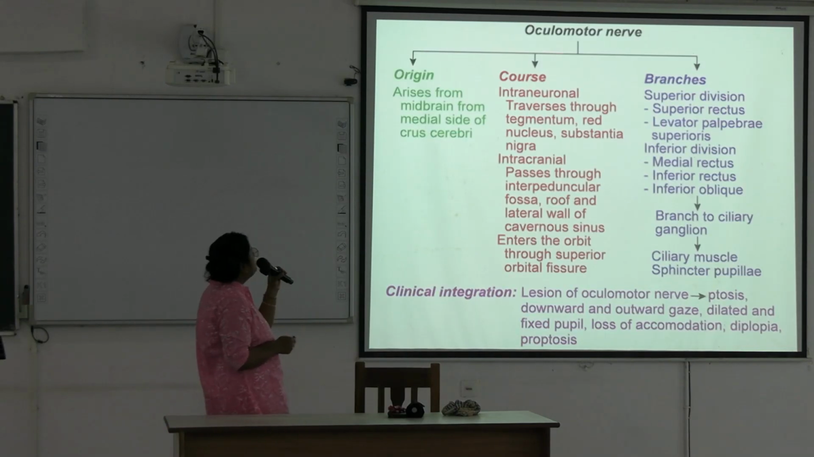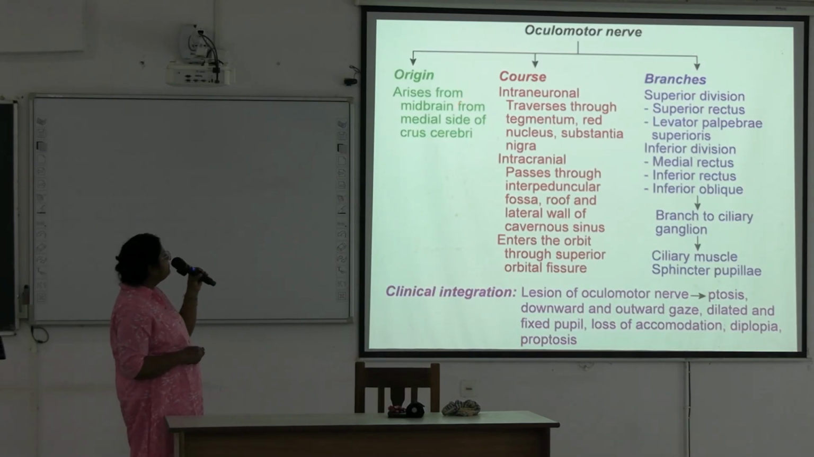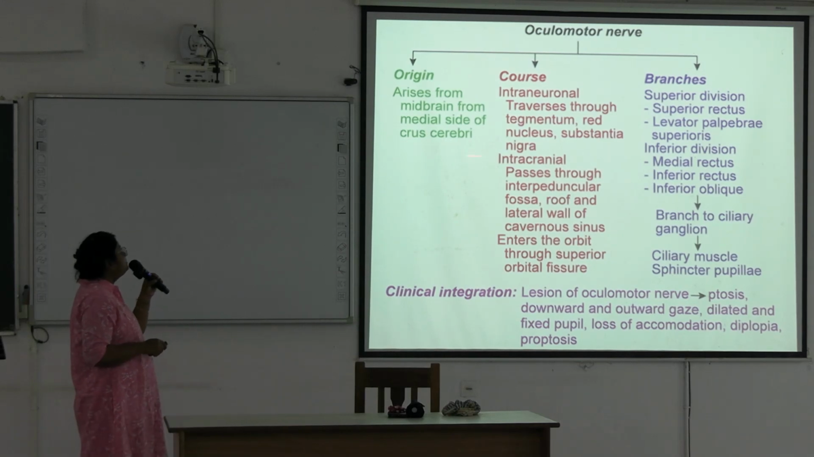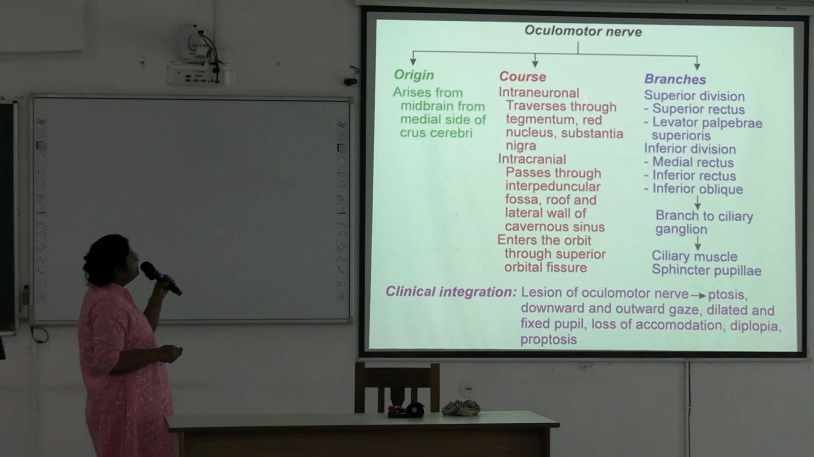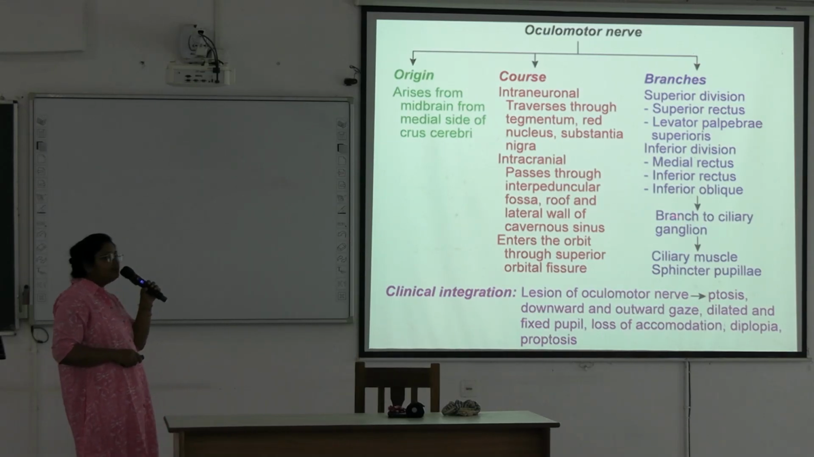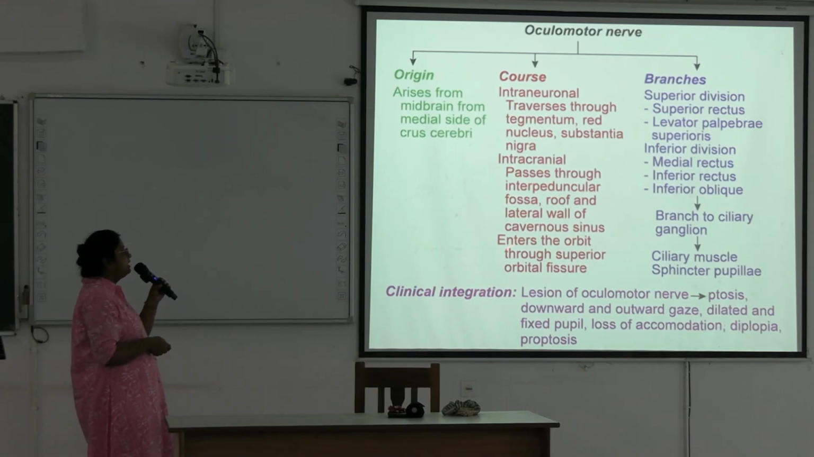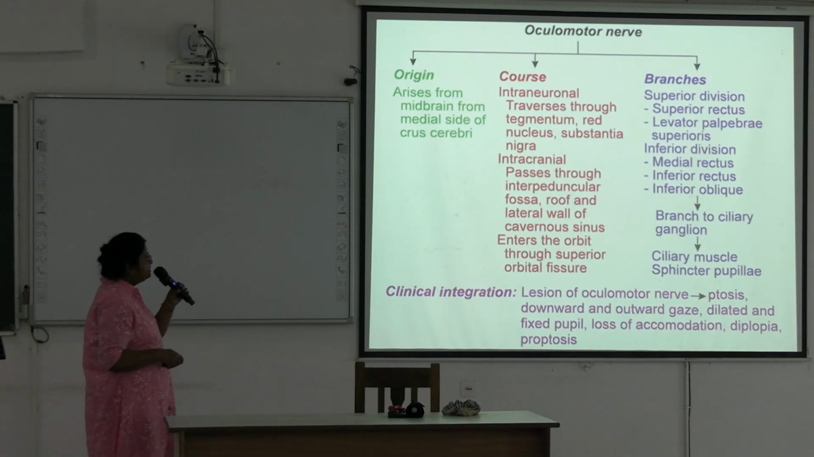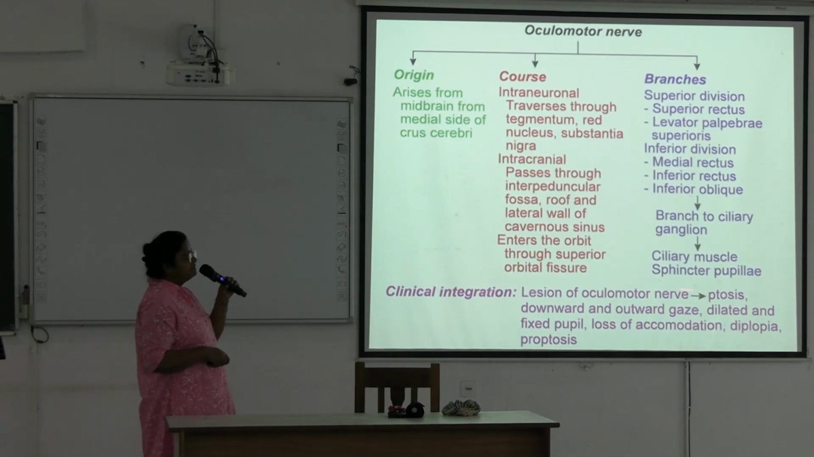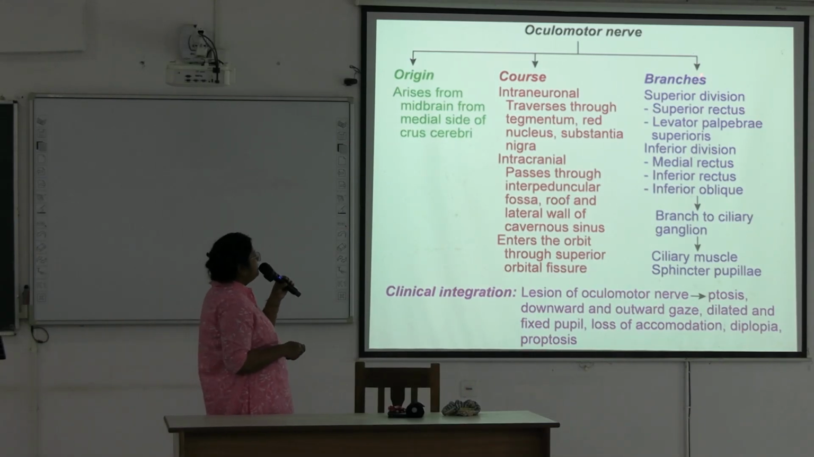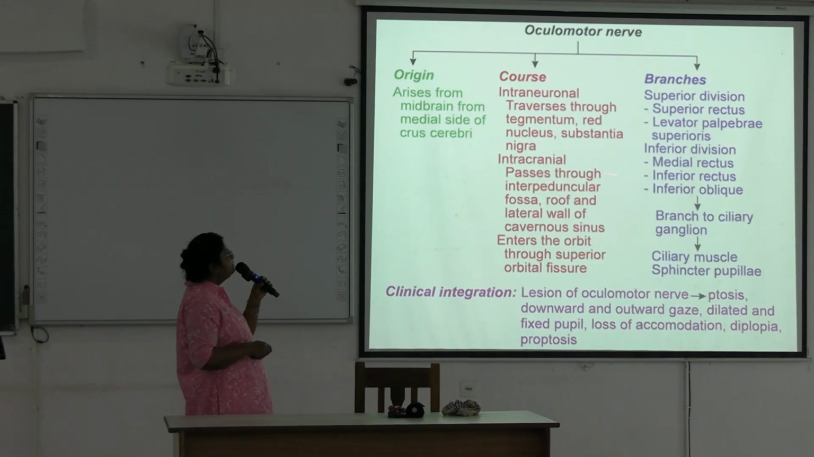Okay, understood? So this is the summarization of the oculomotor nerve. It arises from the midbrain, from the medial side of the crus cerebri. Its intraneural course traverses through the tegmentum, red nucleus, and substantia nigra. Its intracranial course passes through the interpeduncular fossa, the roof and lateral wall of the cavernous sinus, then enters the orbit through the superior orbital fissure. It gives branches: superior division and inferior division.